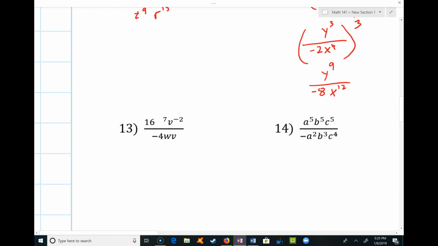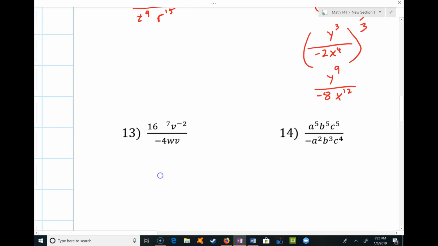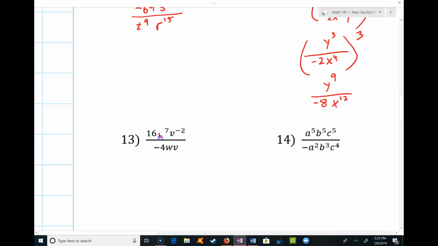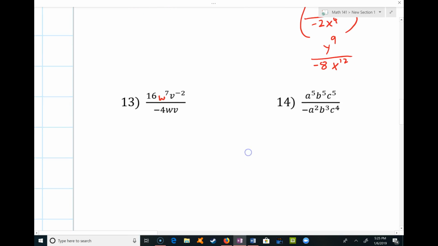Now here's one where the negative exponent is just mixed in with the other stuff. There's something missing there. I think that's supposed to be a w. Okay, so again, what I would do first is take care of the negative exponent. So I'm going to rewrite this as 16w to the 7th over negative 4w v, and then that v to the negative 2 becomes a v squared on the bottom, because that's another way to take the reciprocal, is just switch where it's at in the fraction.